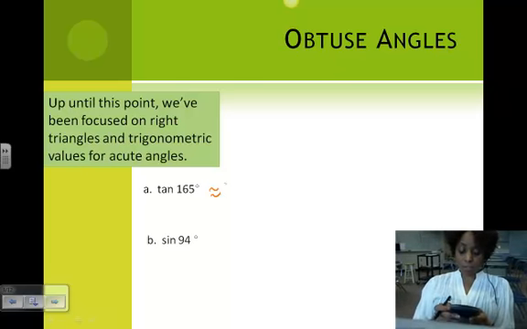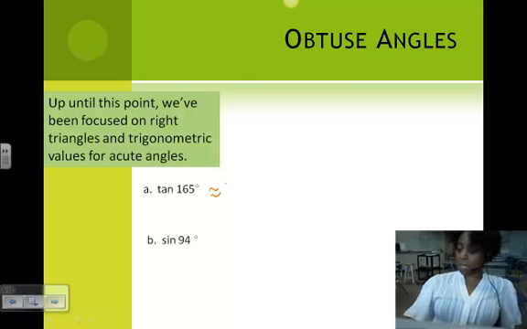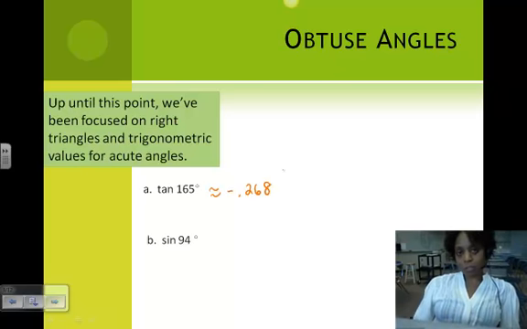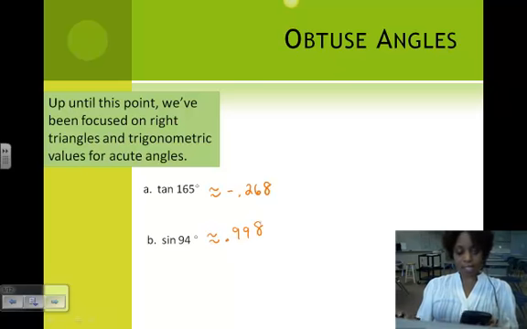My calculator's in degree mode, and I'm going to do tangent of 165 degrees, and it gives me a negative number, approximately negative 0.268. When you learn a little bit more trig, you'll understand why that value can be negative. Now let's find the sine of 94. The sine of 94 is approximately 0.998. So that value is positive.